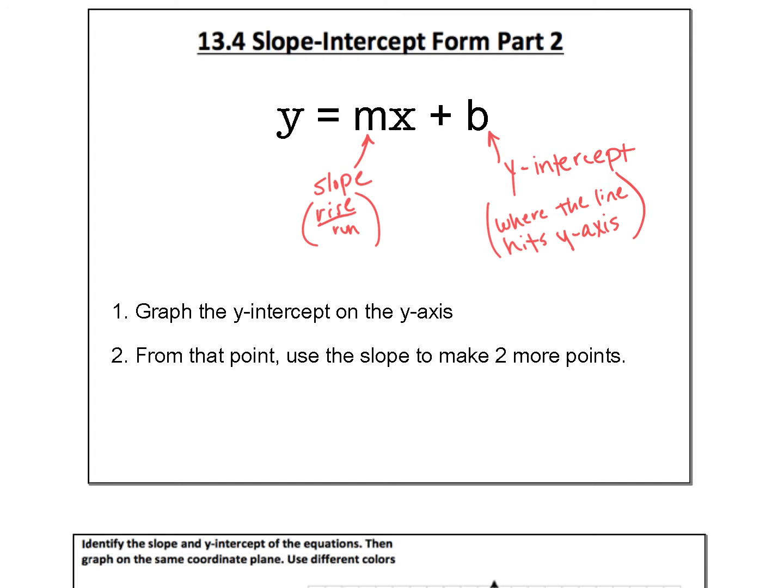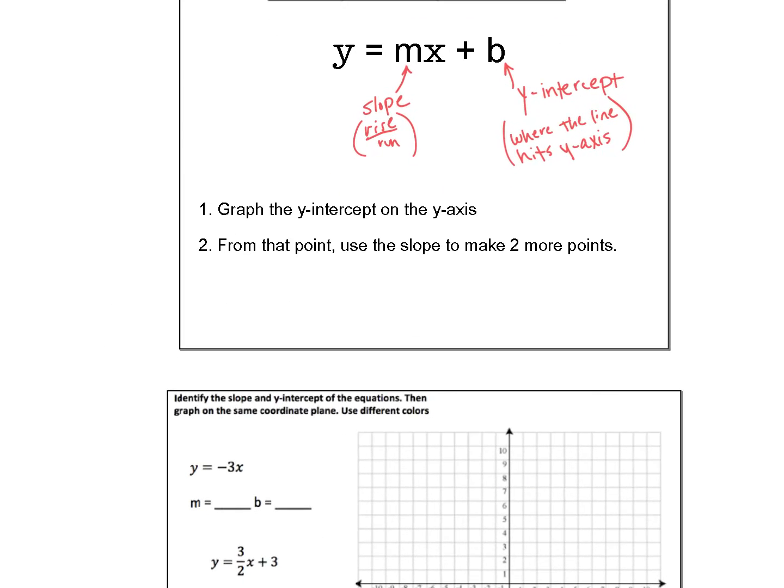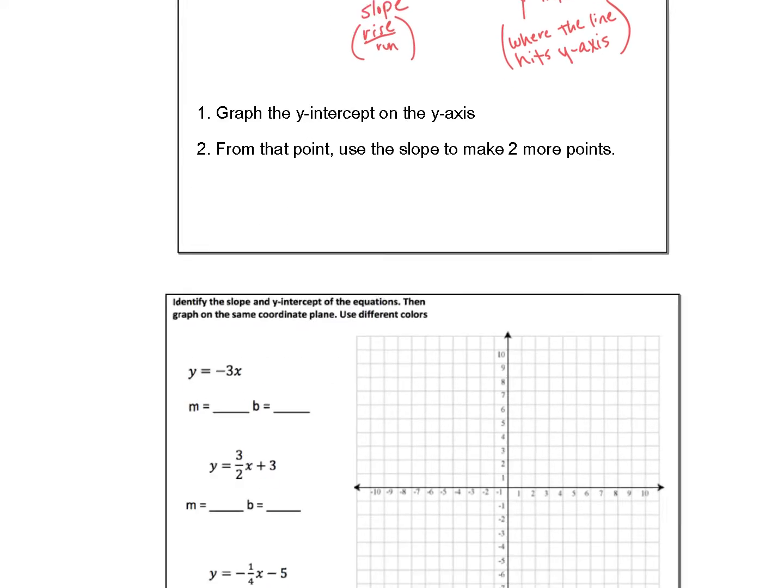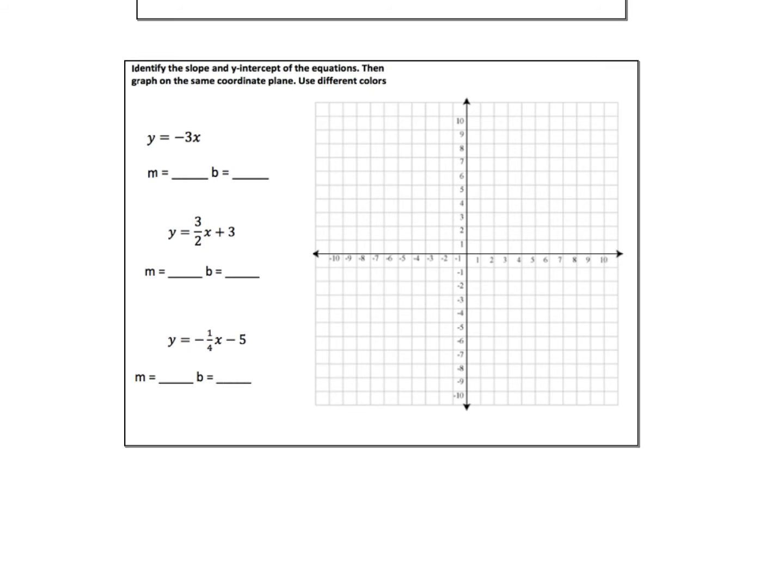Today we're going to be able to start to take our information that we know and actually build a graph, and then eventually we'll also be writing equations. So let's get started. We're going to identify the slope and the y-intercept of the equation, and then we're going to graph on that same coordinate plane. We're going to just use some different colors. So if you are in class, grab a couple of colored pencils, or if you have colored pens, that will work too. You'll want 3 different colors, one for each line.